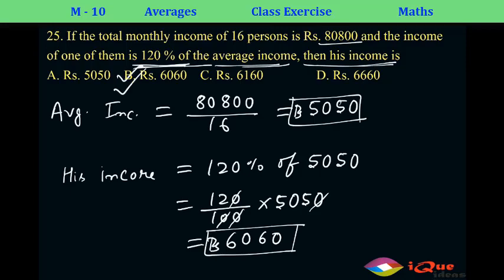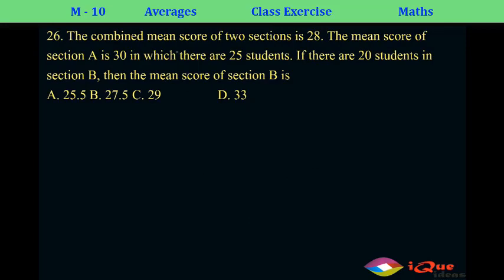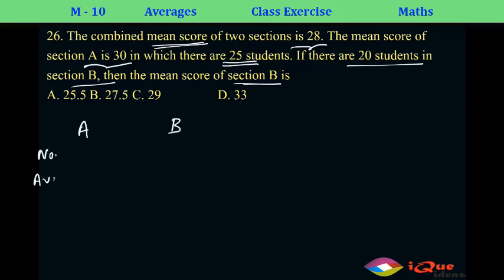Now let's go to the next one. Now this question says the combined mean score, mean means average, of two sections is 28. The mean score of section A is 30, in which there are 25 students, and there are 20 students in section B. Then the mean score of section B is, alright. So I think we can directly do it by the same process. Section A, section B, number of people and average, right? So section A number of people is 25 and section A average is 30.